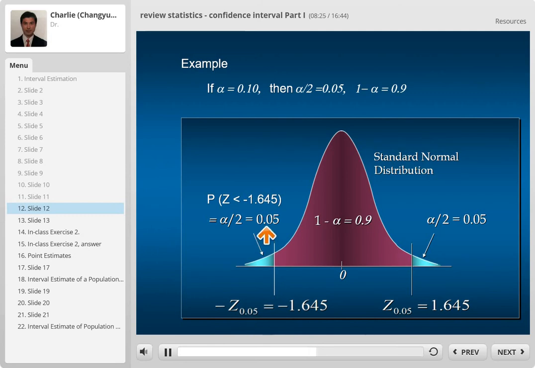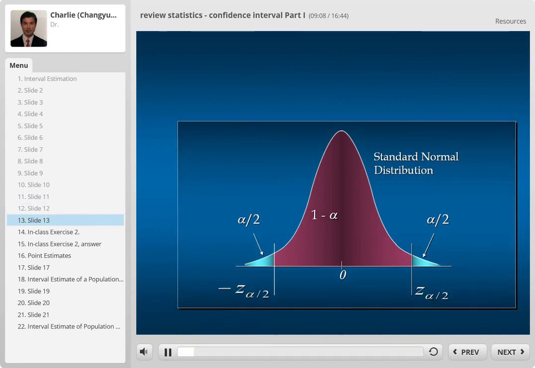So again, if we look at the complete picture, we'll have 1 minus alpha in the middle equals to 0.9, and alpha over 2 here on the right hand equals to 0.05, another alpha over 2 equals to 0.05. And that's the probabilities. The point on the z-axis is this point, positive z_0.05 equals to 1.645. And this point is negative z_0.05 equals to negative 1.645.